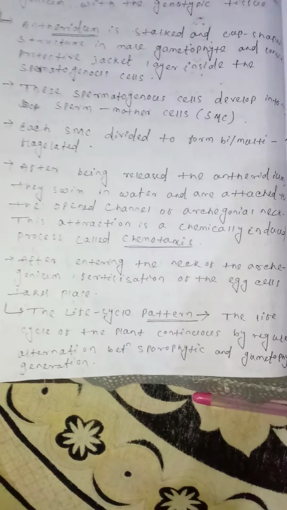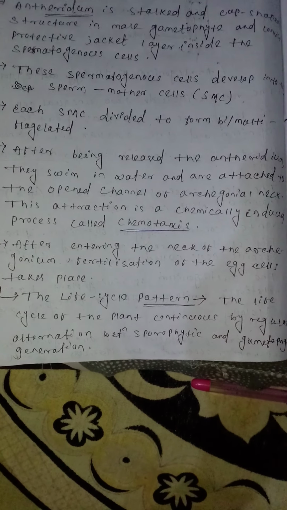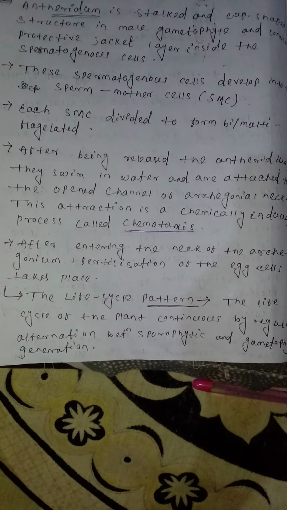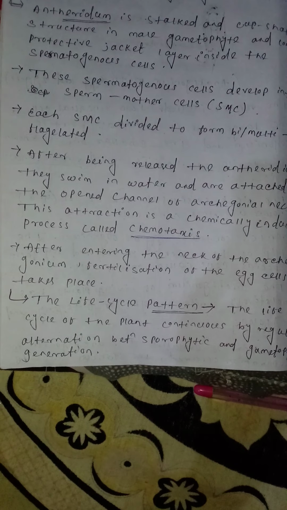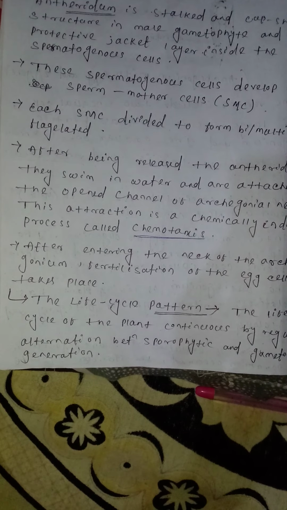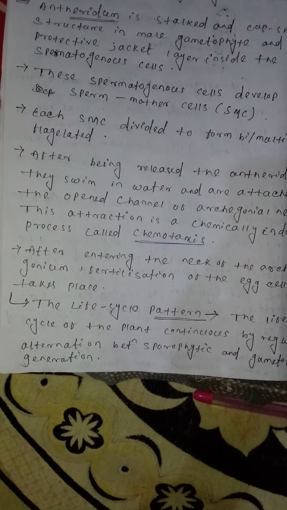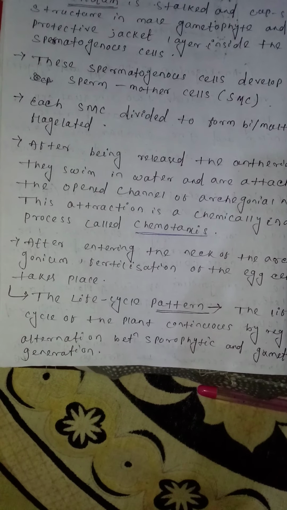Then after entering the neck of the archegonium, fertilization of the egg cell takes place. When the male gamete enters the archegonial neck, it is attracted by chemotaxis. So when it enters the archegonium, fertilization takes place in the egg cell.